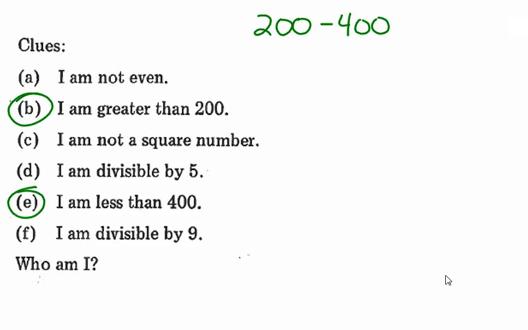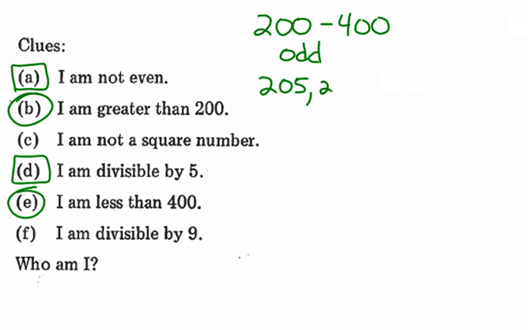And if you say I'm not even, so it's only the odd numbers that are within those. And then I'm divisible by 5. That combines very nicely with clue A of I'm not even. So if I'm divisible by 5 and I'm odd, that means that every second one of those can't work. So you could have 205, but you can't have 210 because that's even.